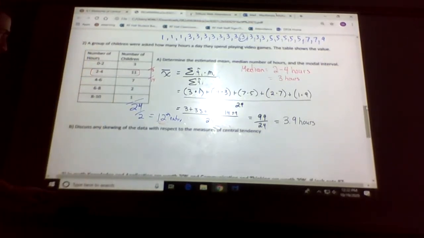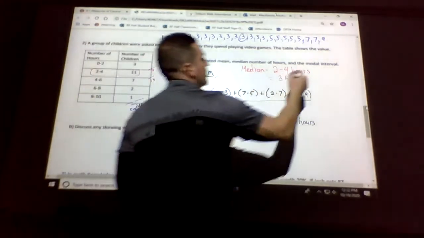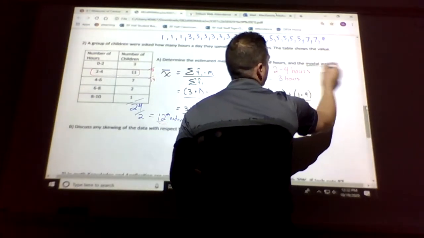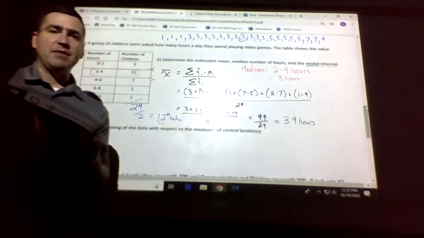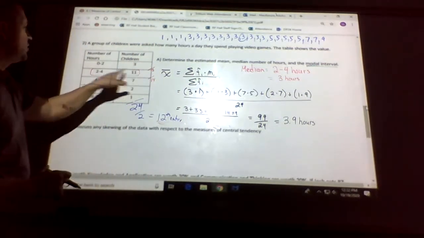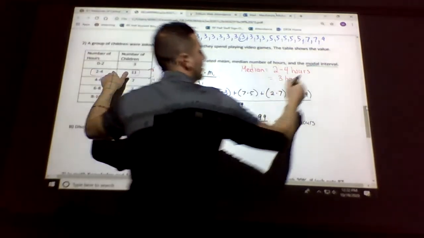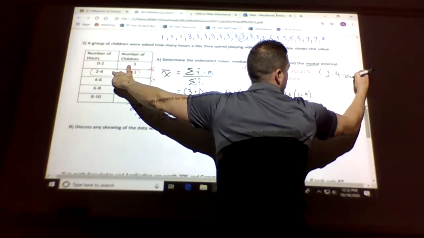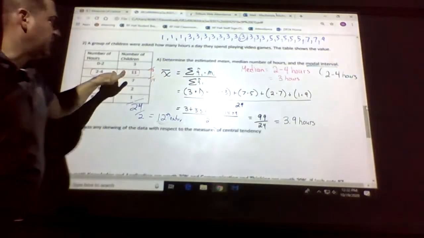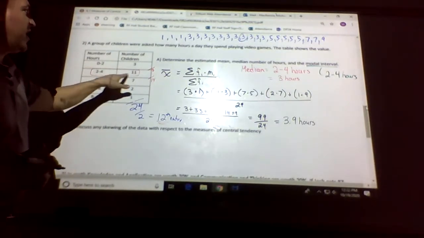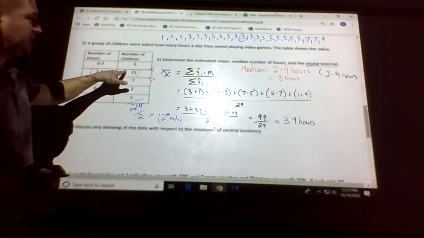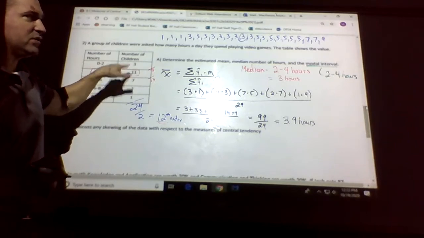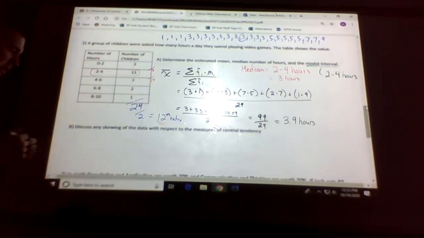And our mode, okay, you'll see modal interval. They want to know which interval happens the most. Well, that's this one, right? So 2 to 4 hours. The interval, meaning the range, 2 to 4 happens 11 times. Okay, 11 students here, so that's our modal interval.